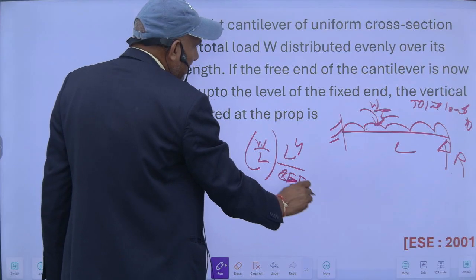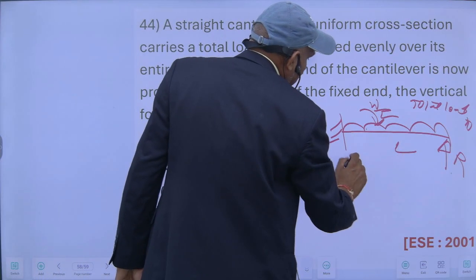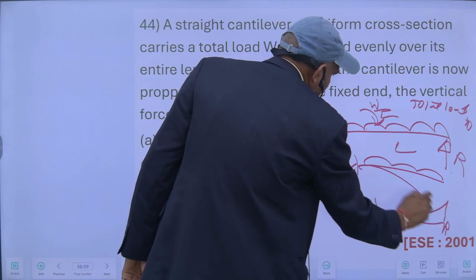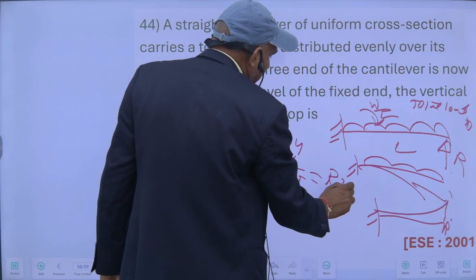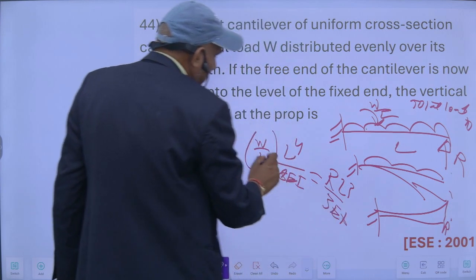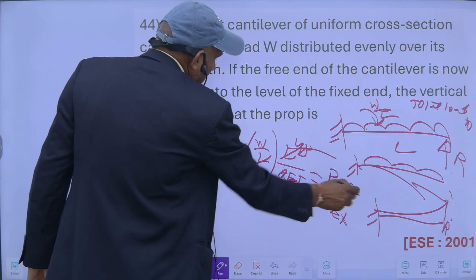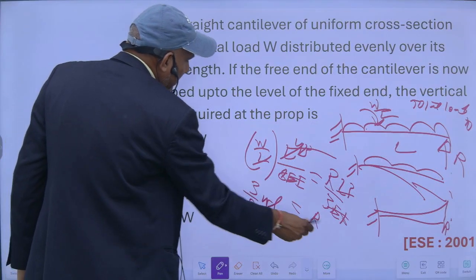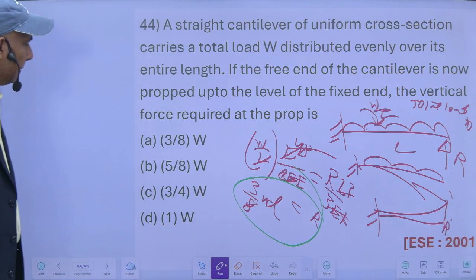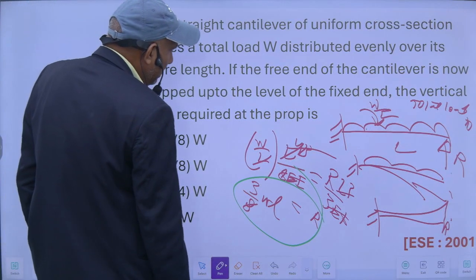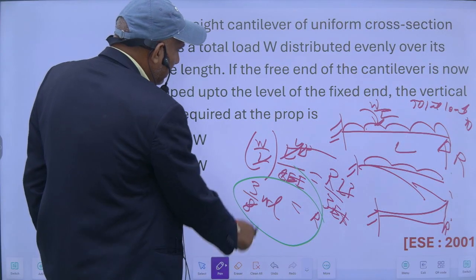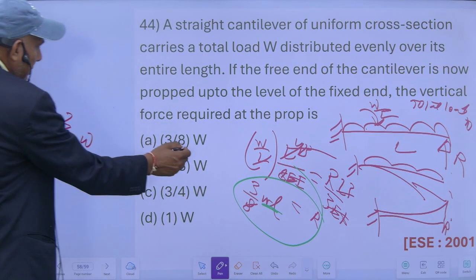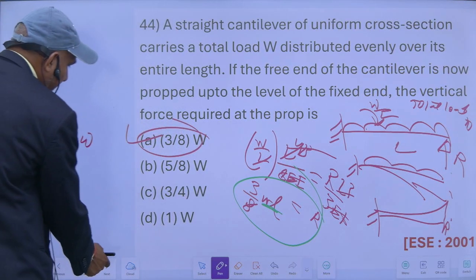This deflection is equal to the deflection because of the prop. This will deflect like this and the prop will deflect like this. So this deflection is equal to this one. So this will be R L cube upon 3EI. So R will be 3 by 8 WL. And yes, this WL is equal to W. So this will be 3 by 8 W. This is the right option.